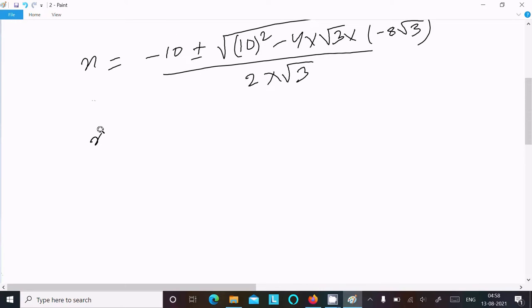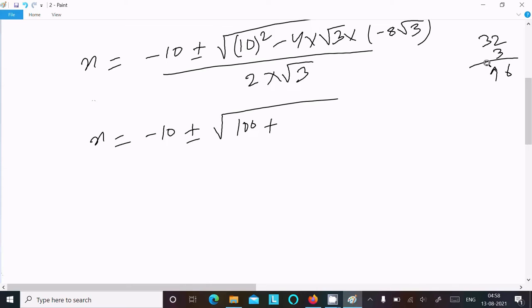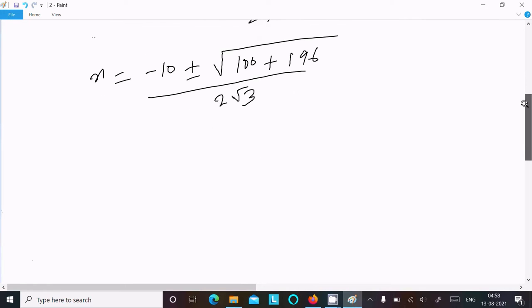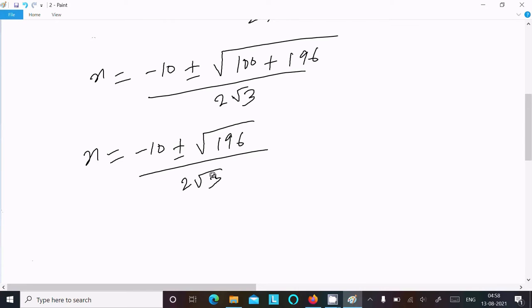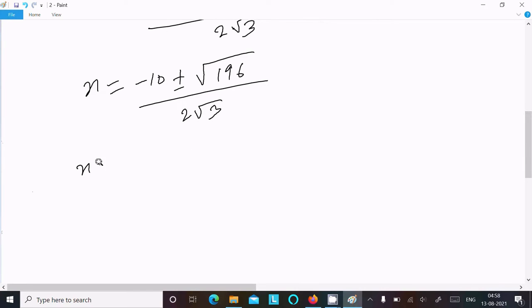The next step is x equal to minus 10 plus minus root of 10 square, 100, minus minus plus, here 4 into 8 is 32, and root 3 into root 3 is 3, so 96, 100 plus 96 is 196, divided by 2 root 3. Now x equals minus 10 plus minus root 196 divided by 2 root 3. Then here x has two values.